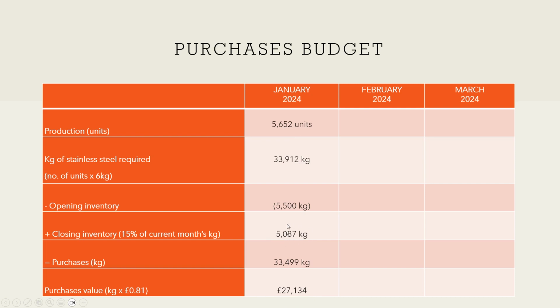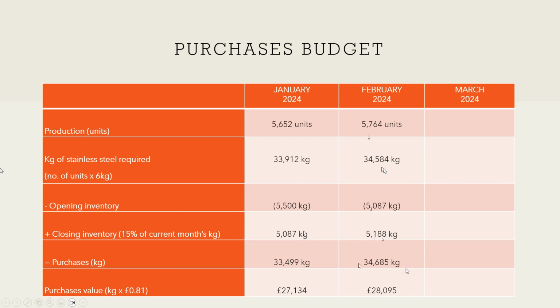We're going to remember that the closing inventory is going to become opening inventory. There were no constraints with this one. We weren't told that they had a maximum amount that they could store, so we don't have to worry about that. But in February, production is 5,764. That means we need 34,584 kilos of raw material. We had 5,087 kilos brought forward from January, and we're going to need 5,188 at the end. That's 15% of that 34,584.